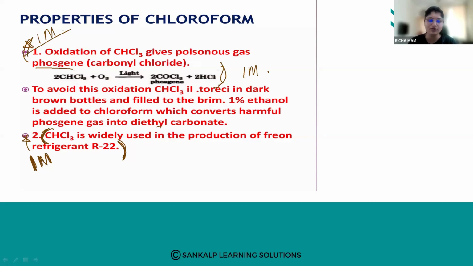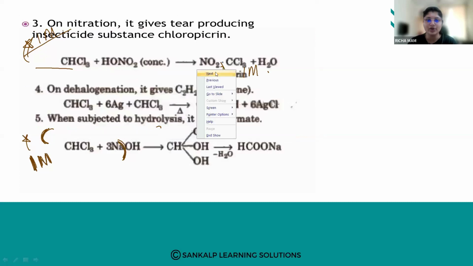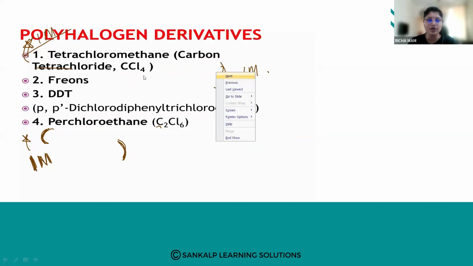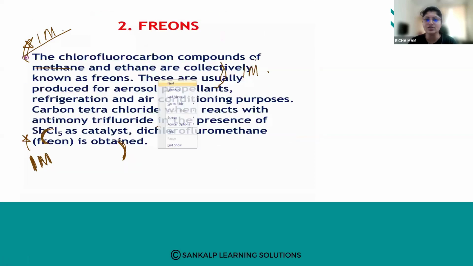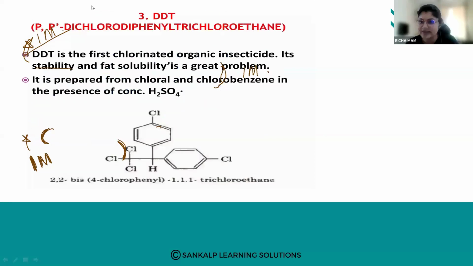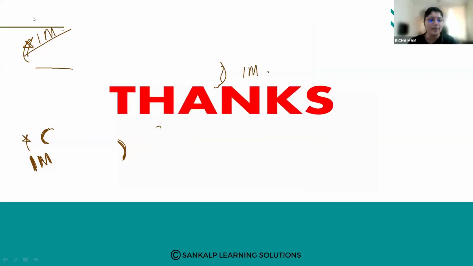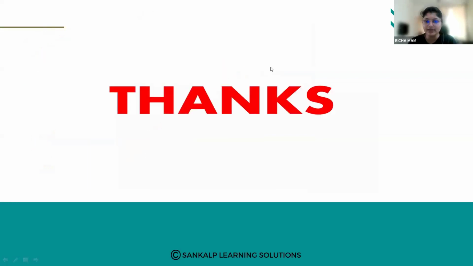From the application of polyhalogen compounds, you will get questions from this, that is chloroform. So these are the two important things. Then you will come across freons. What are freons? And next is the structure of DDT. I hope this is clear. So this completes our chapter, haloalkanes and haloarenes.